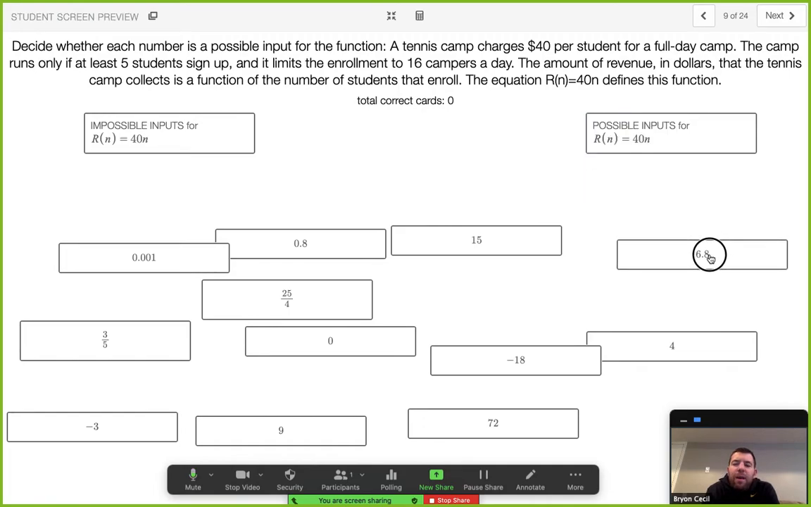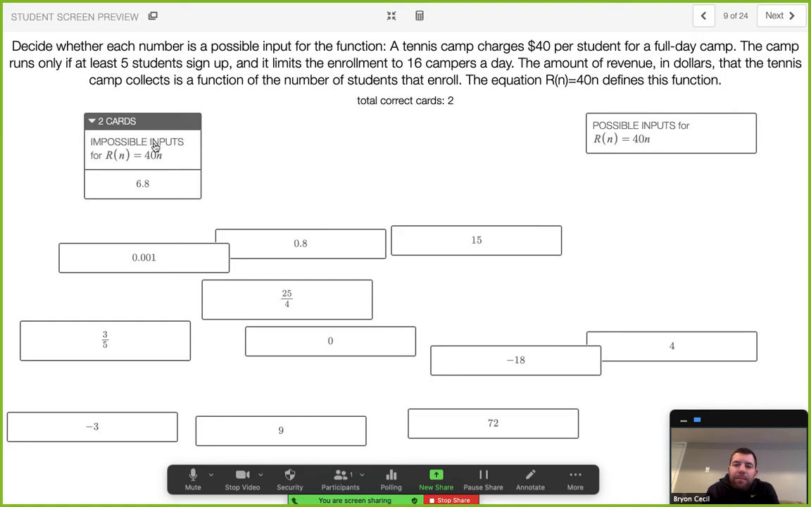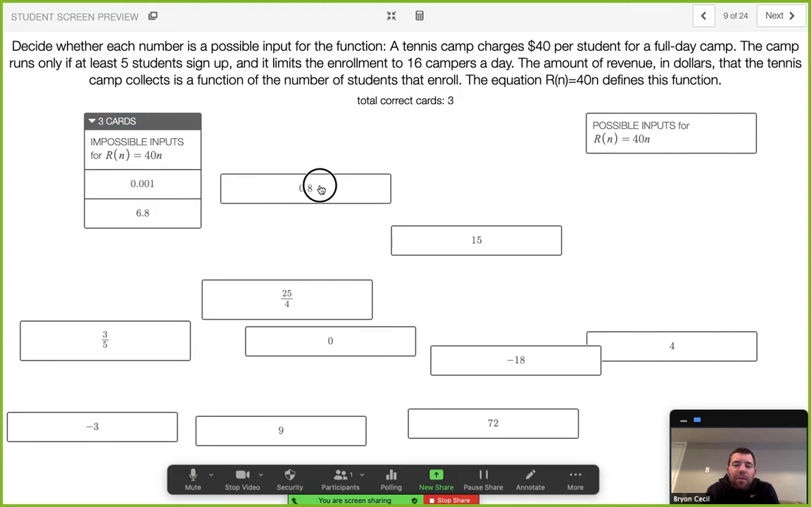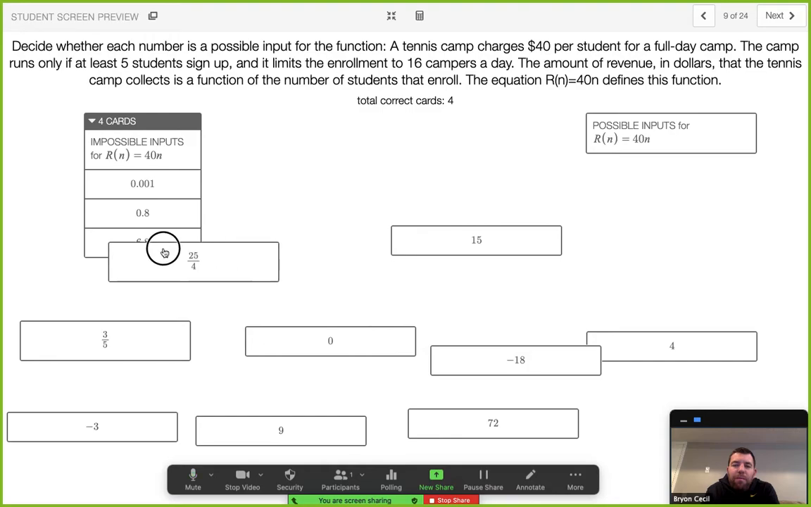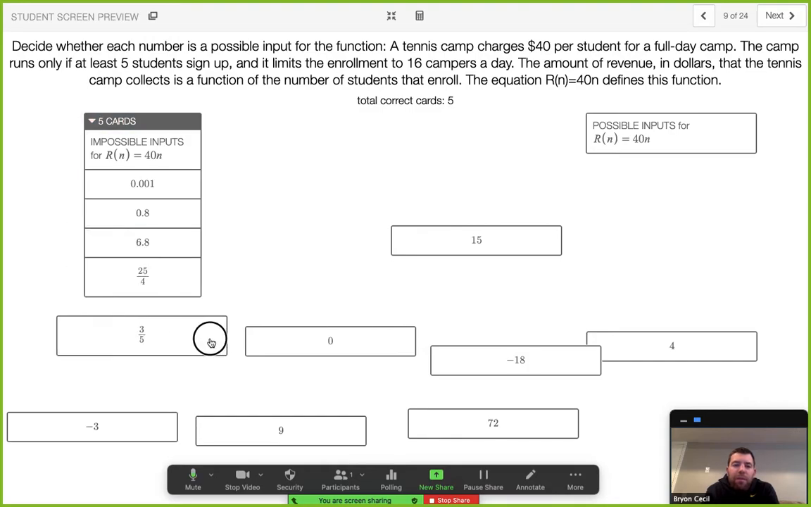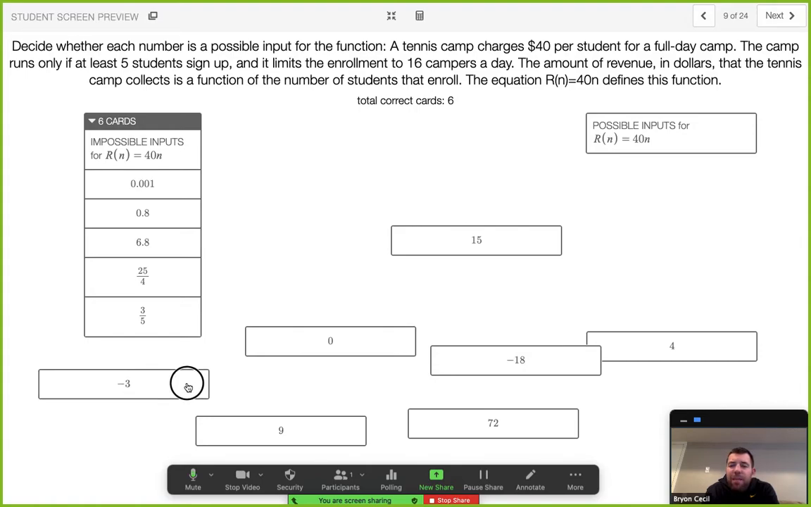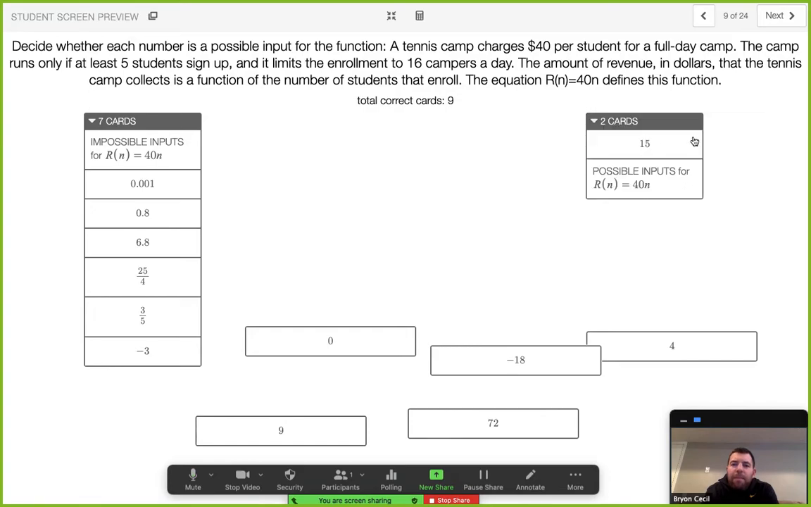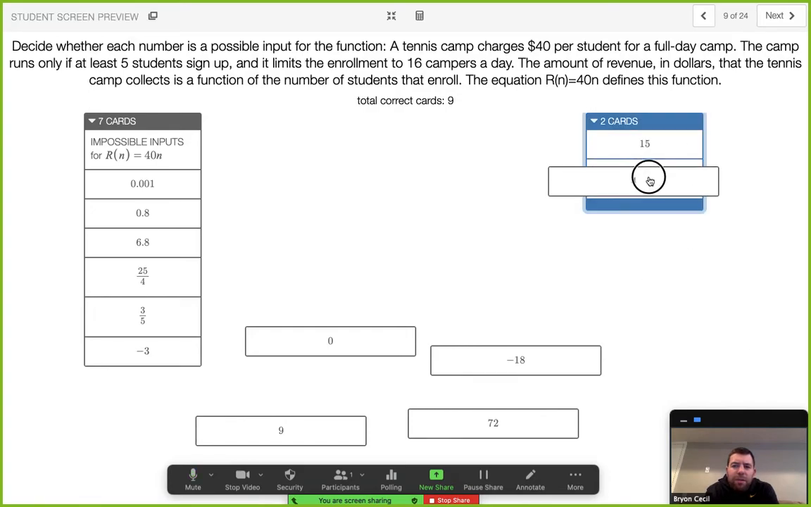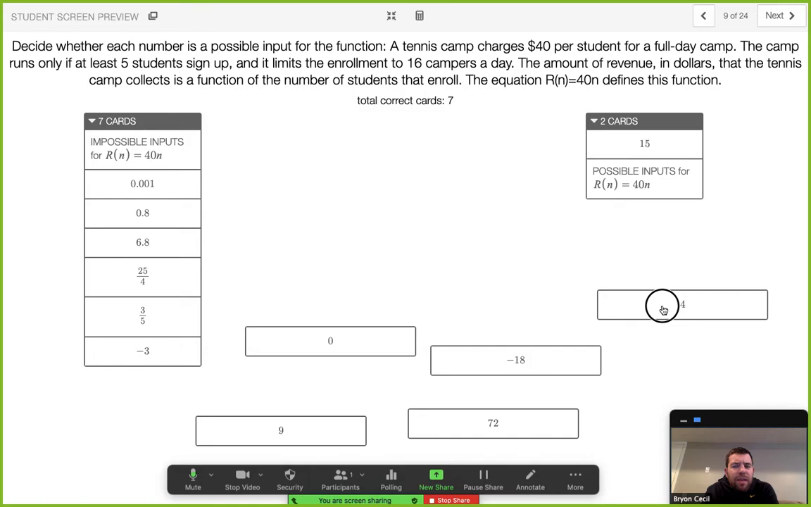It says not. Why not? Because can you have 0.8 of a camper? No. What about 0.001 of a camper? No. 0.8? No. 25 over 4? No. 3/5? No. -3. Can I have -3 campers? No. What about 15 campers? Yep. 4 campers? No, it doesn't say.